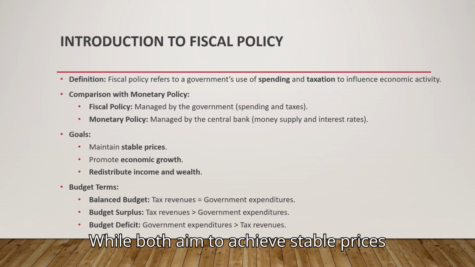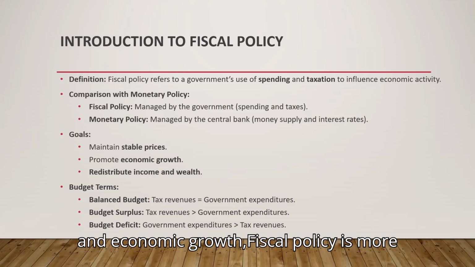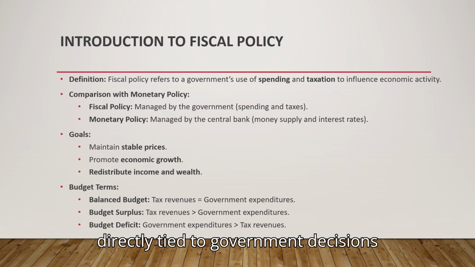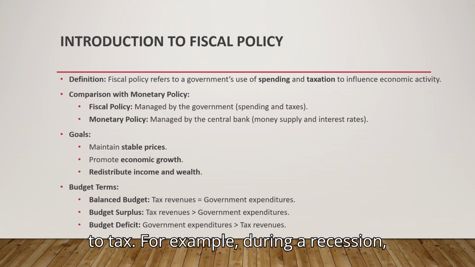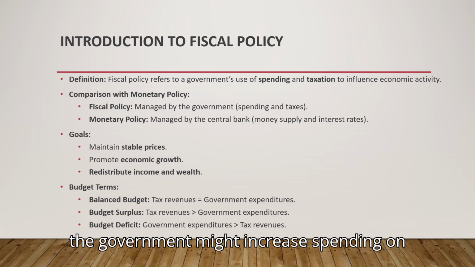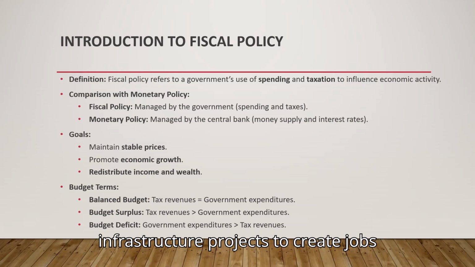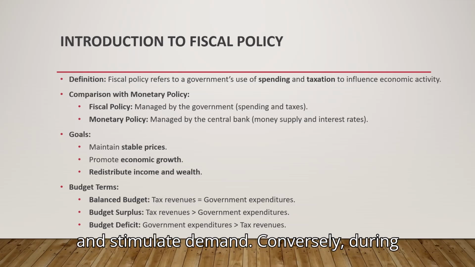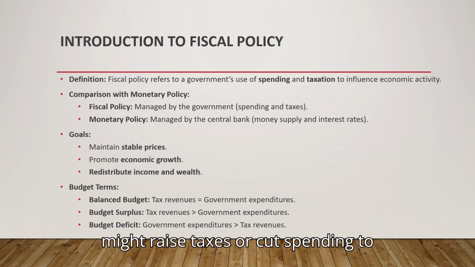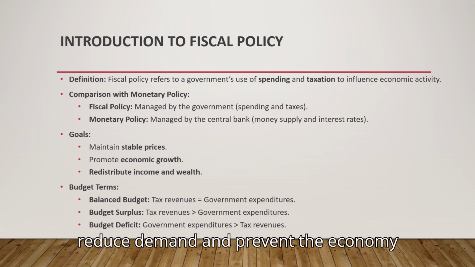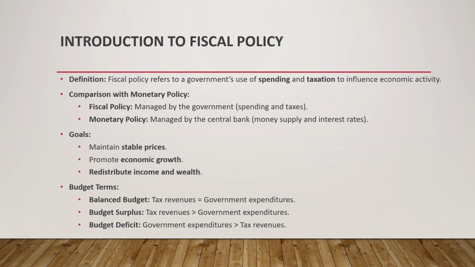While both aim to achieve stable prices and economic growth, fiscal policy is more directly tied to government decisions about where to spend money and how much to tax. For example, during a recession, the government might increase spending on infrastructure projects to create jobs and stimulate demand. Conversely, during periods of high inflation, the government might raise taxes or cut spending to reduce demand and prevent the economy from overheating.